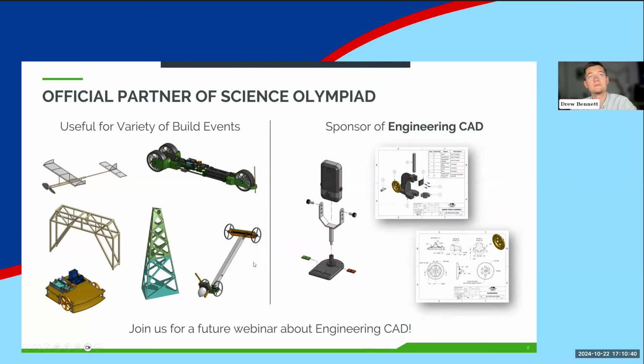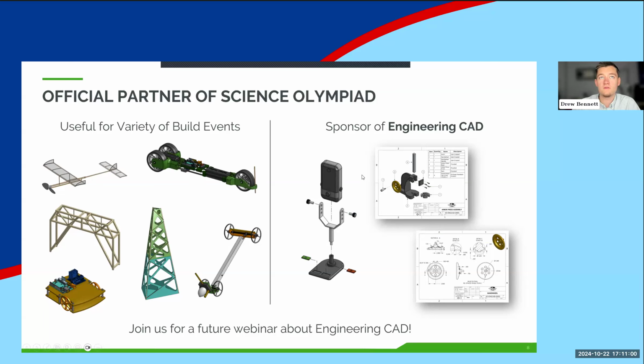And like John alluded to, we are an official partner of Science Olympiad. And the major things that we want to point out, why we're all here today, is that it's useful for a variety of your different build events. Of course, these are throwbacks to some events from last year, but we liked the models, so we wanted to throw them in there just to inspire and show the different things that you can create in OnShape.